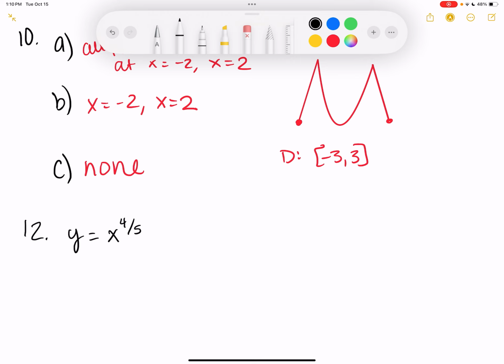Did you get it graphed? Yeah. I'll let you take this one. Is it cusp, corner? Which one? It's a cusp. Yep, it's a cusp.